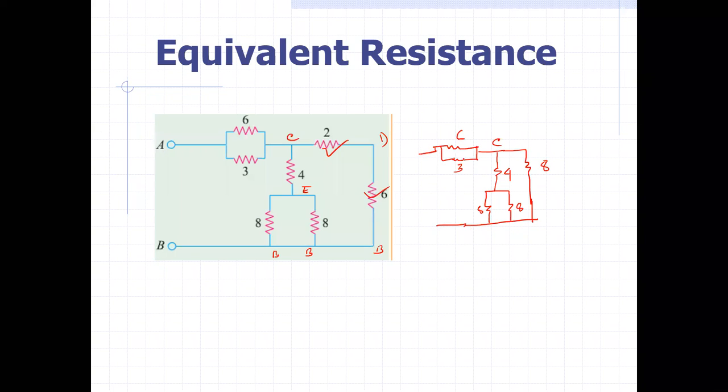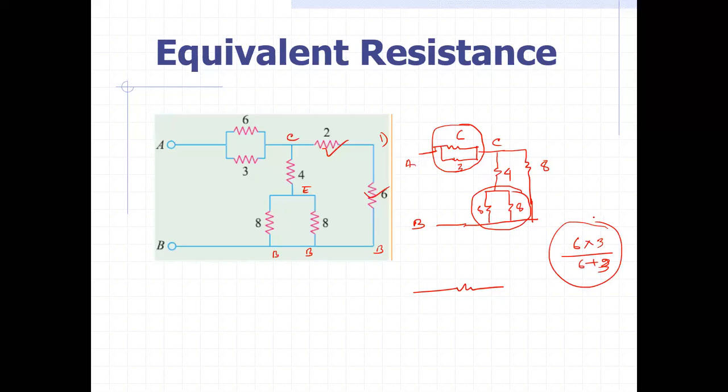If you directly calculate, these 6 and 3 are parallel. So now this A point, this B point. 6 and 3, so our result, quickly calculate this. 6 and 3 by 6 plus 3, 18 by 9. So two. Okay, no one? Yes, sir. So our result is two.